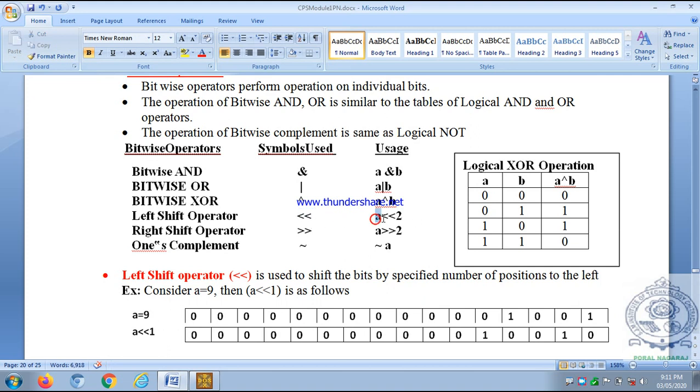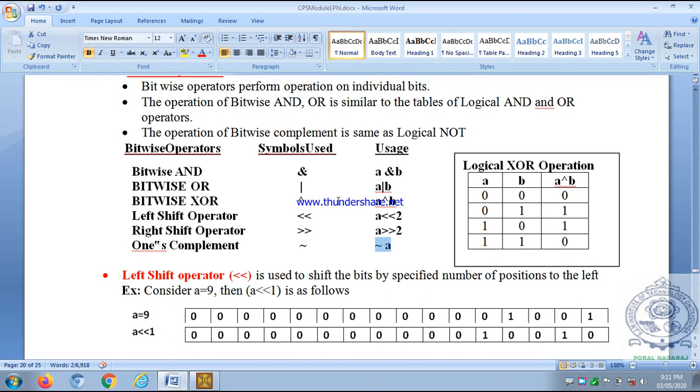So we write A left shift by two positions, meaning A is left shifted by two positions. The right shift operator is represented by two greater than symbols. Example, A right shift by two positions. That is the meaning. One's complement is represented by the tilde symbol. Say this is one's complement of A. So this is like the logical NOT operator.